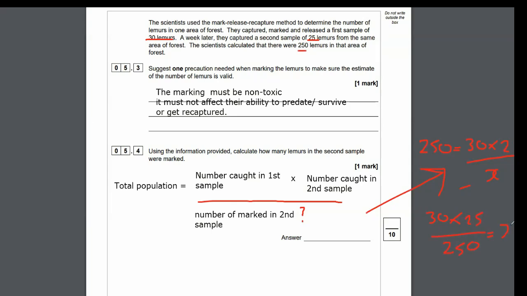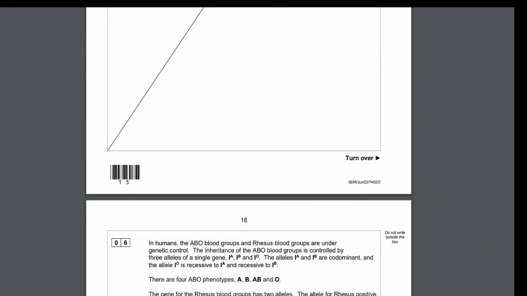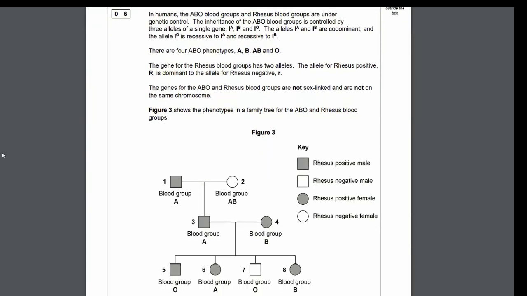I mean, the big question is, could I have chosen a worse color to write this in? For those of you that don't have supernatural eyesight, I've written 250 equals 30 times 25 over x, so x equals 30 times 25 over 250. 30 times 25 is 750 divided by 250. X is 3. So the number of marked lemurs in the second sample was 3.